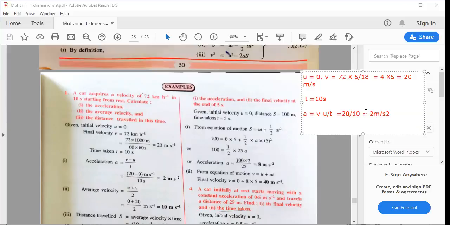What is the average velocity? Now, average velocity is always u plus v upon 2. So what is u? u is 0. Okay. The final velocity is 20 upon 2. So it will be what? 10 meters per second. Yeah. Now, what is the distance traveled in that time?